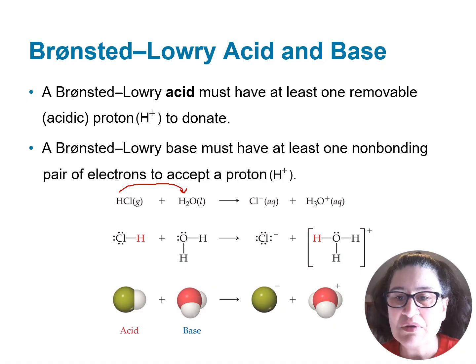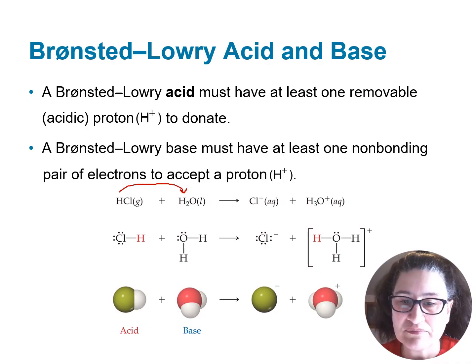Now, in order to be a proton acceptor, it must have a lone pair of electrons that it can use to accept a proton. So in this case, you can see here's water and it's got two lone pairs, so it has the ability to accept a proton.